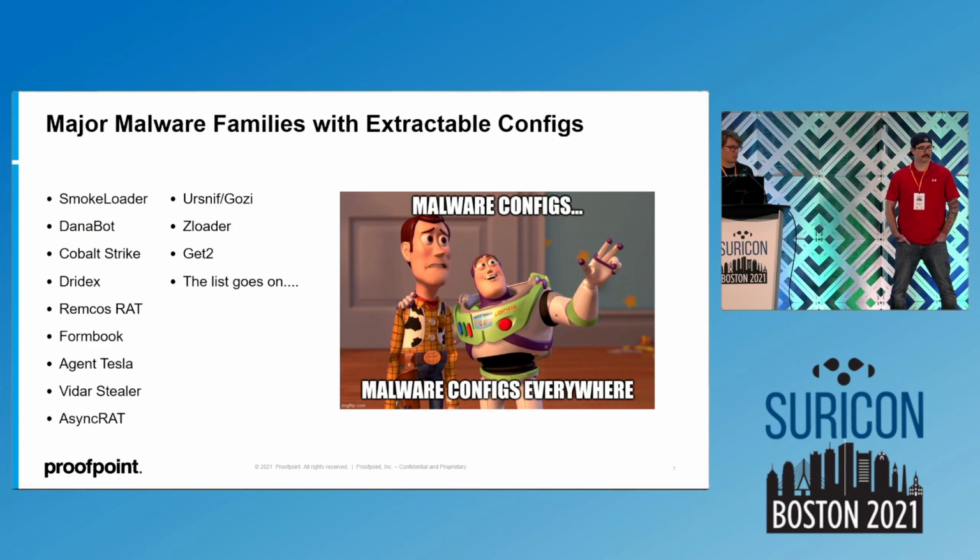So just to extend as well, more malware that does have extractable configurations, these are some pretty big names here, like Cobalt Strike, Ursnif, Zloader, just all these things that we see day in, day out being delivered via email, various mail spam stuff. And again, these all have configurations that we can leverage to write signatures on.